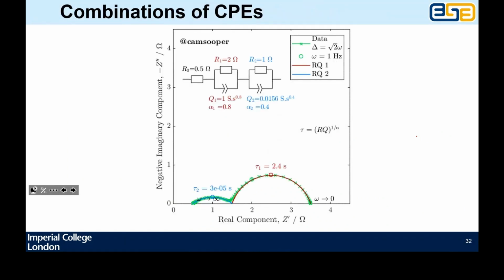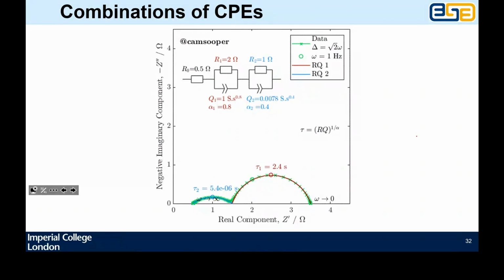Here we go. It's gone inside the red circle. All those time constants are still there. CPEs have got two parameters, this Q and an alpha, and the alpha tells you the sort of angle of the line. 0 is flat, 1 is vertical. Look at that, it's very weird.